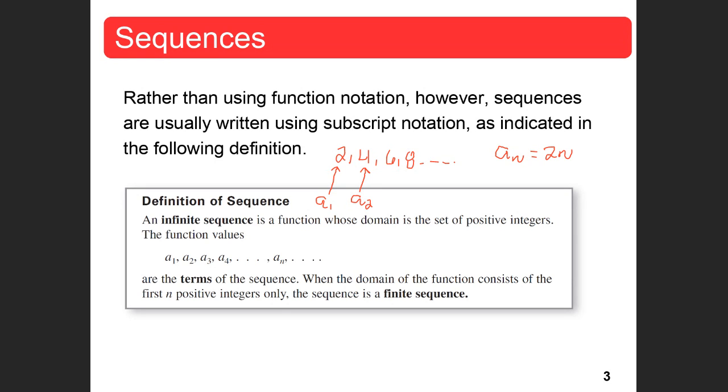I think 2n would do it, because if you put 1 in here, you get 2. If you put 2 in here, you get 4. So this is called the nth term. This is an explicit formula. An explicit formula is really nice because if I asked you for the 100th term, all you do is put 100 in here and you'd end up with a sub 100 equal to 200. You wouldn't have to write them all out. So this is a basic sequence.